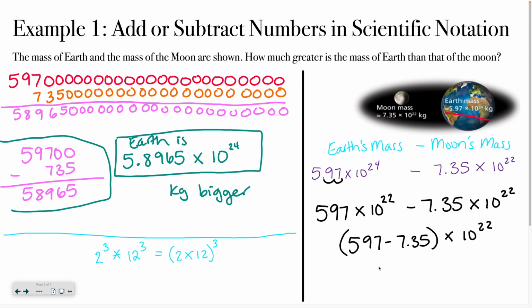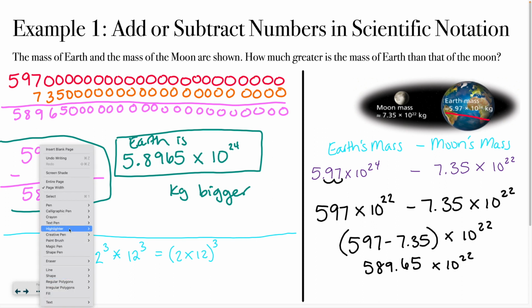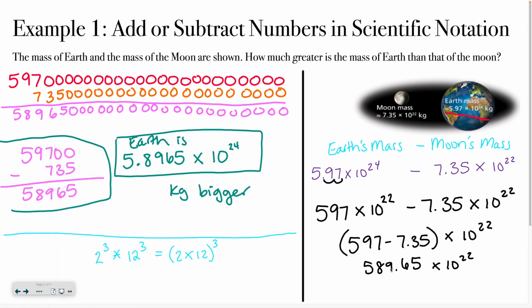597 minus 7.35 is going to be 589.65 times 10 to the 22nd. But I see this and I think to myself, well, I can't have 589 be part of my decimal, so I'm going to move it, and each time I move it to the left, I'm going to add 1 to my exponent. Right? So my new answer is 5.8965 times 10 to the 22 plus 2 is 24. So this would be my final answer.